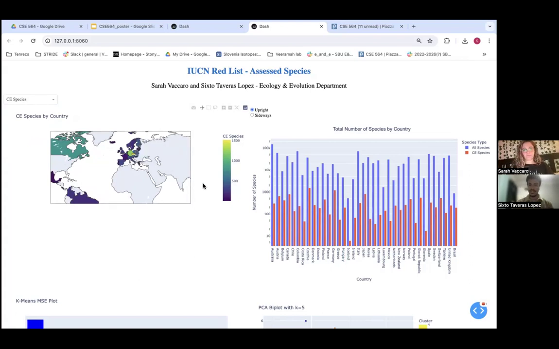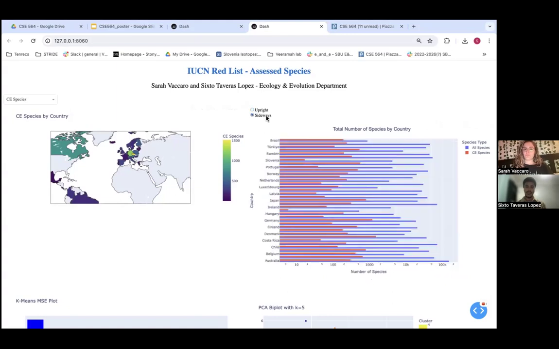Moving on to other visualizations, so we also have a bar plot. As you can see, the bar plot shows the number of species, both total and critically endangered, on the y-axis, and it's differentiated by bar color. So the blue bars are the total number of species, the red bars are the critically endangered species. And then the x-axis has all the different countries that were in the data set. You can change the orientation of the bar plot by clicking on one of the radio buttons.